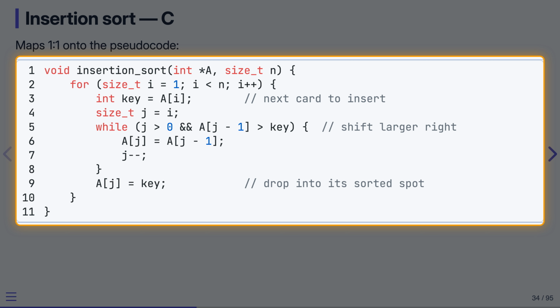The C code maps 1 to 1 onto the pseudocode. The outer for loop runs i from 1 up to n. We copy A at index i into key, the next card to insert. We set j to i, the while loop runs while j is greater than 0 and A at index j minus 1 is greater than the key. Inside, we copy A at index j minus 1 into A at index j, shifting it right, and then we decrease j by 1. When the loop stops, we write the key into A at index j, its sorted spot.